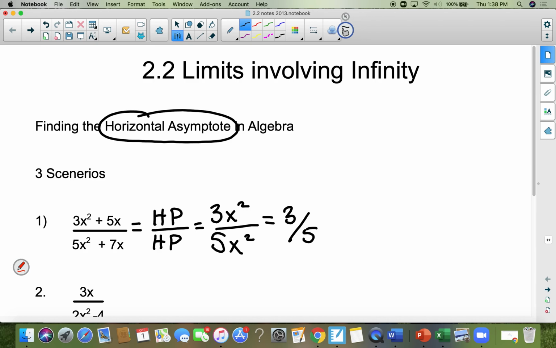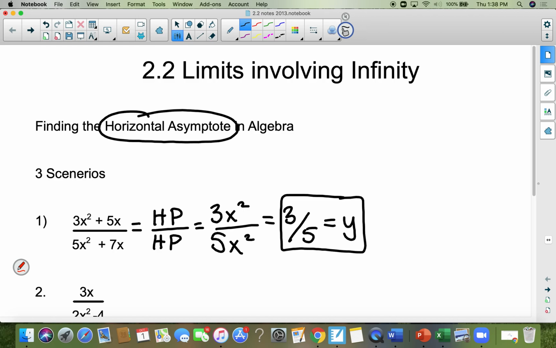Horizontal asymptote starts with the letter y, right? So y is equal to 3/5. If I graph 3x squared plus 5x divided by 5x squared plus 7x, there should be a horizontal asymptote at 3/5, which means you get closer and closer and closer to 3/5, but you can't touch it. I'll talk about that later, but good to go?